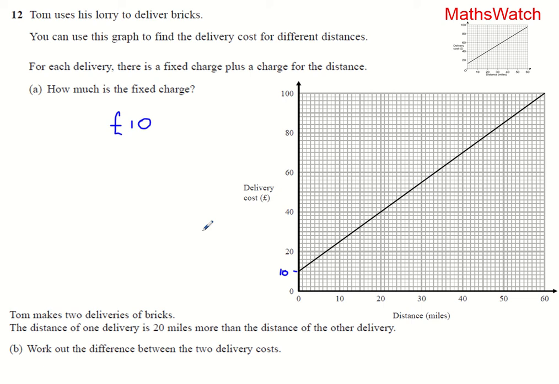Tom makes 2 deliveries of bricks. The distance of one delivery is 20 miles more than the distance of the other delivery. Work out the difference between the 2 delivery costs. So we need to work out 2 different costs for 2 different distances where those distances are 20 miles apart. Now you can do that anywhere on the scale. I'm going to choose some easier numbers, so I'm going to use 20 miles. Now to work out the cost for that, I'm going to draw a line up from 20 until it reaches this diagonal, and then read across to find the delivery cost. So for 20 miles the delivery cost is £40.